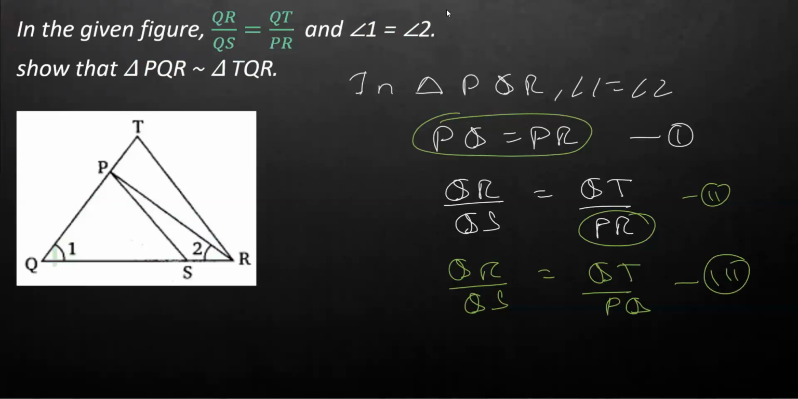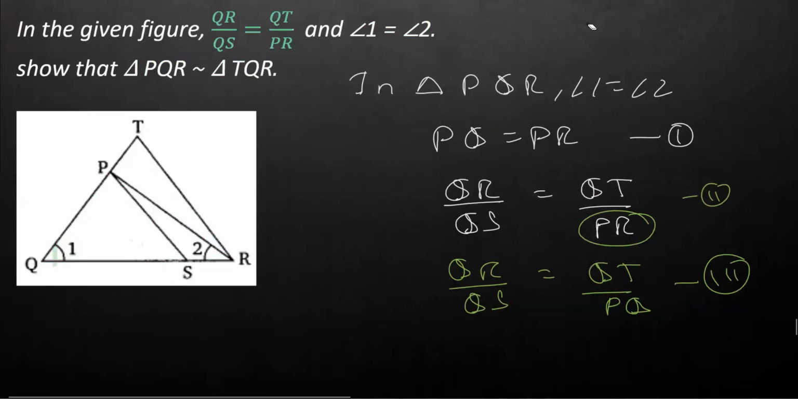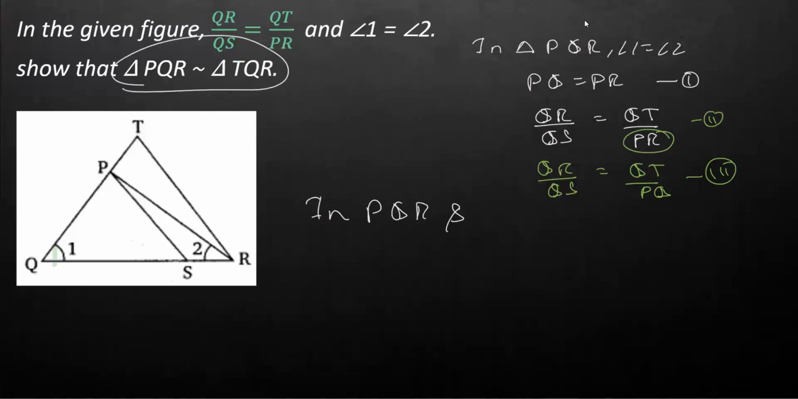Now you will see that we have actually proved two sides of the triangles that we need to prove similar as proportional. If you look into this part, you'll find that we have proved the two sides proportional for the triangles that we have to prove similar. Now, let's see how to prove it similar further. Let's consider once again the triangles which we have to prove similar. That means triangle PQR and the other triangle, triangle TQR.